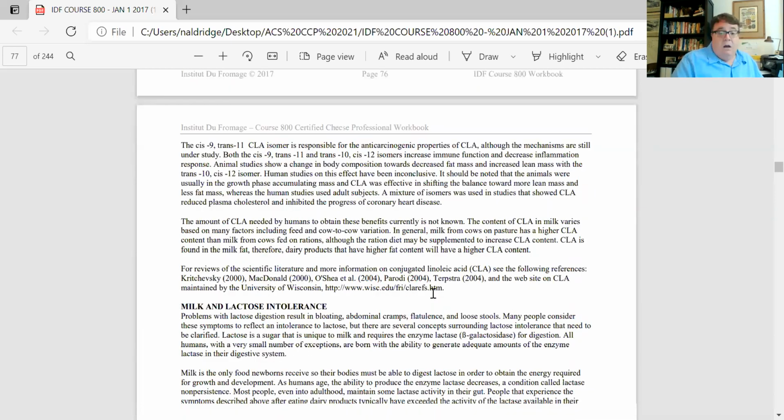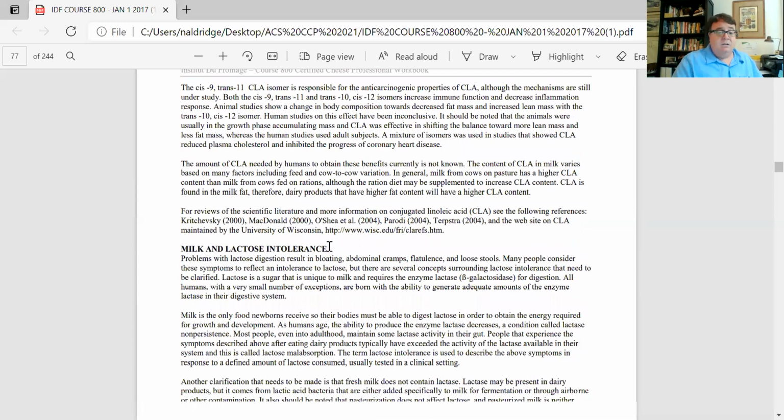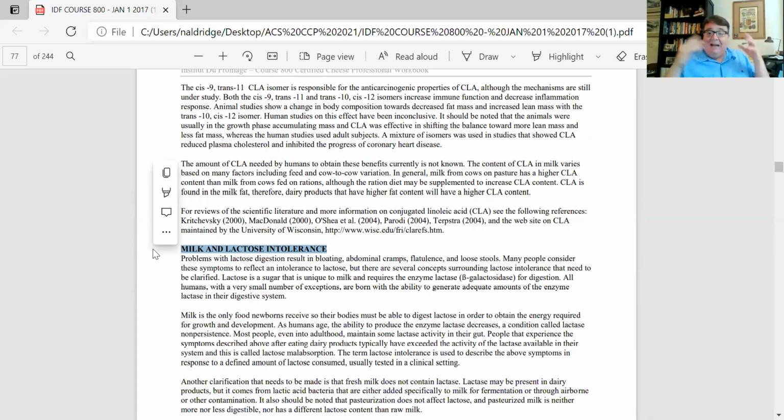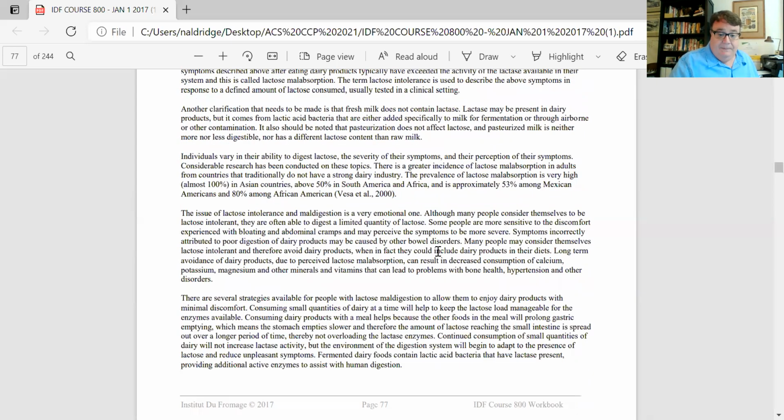All righty. Here, anytime we see milk and lactose intolerance, again, that is something that affects the cheese industry in every aspect. So know about milk and lactose intolerance. More so with lactose intolerance, of course, know the definition and know how to tell if you have it or not. I've highlighted the last paragraph at the bottom of page 77. I found that very helpful when I was studying. It is probably going to be your most helpful paragraph of all.